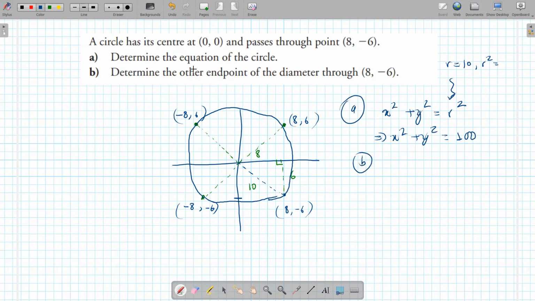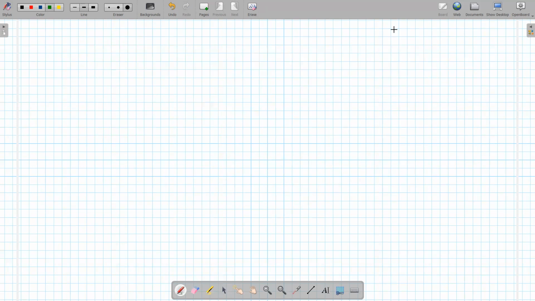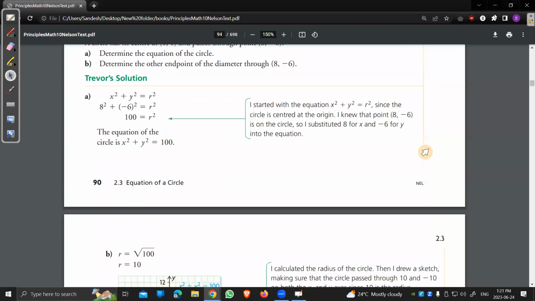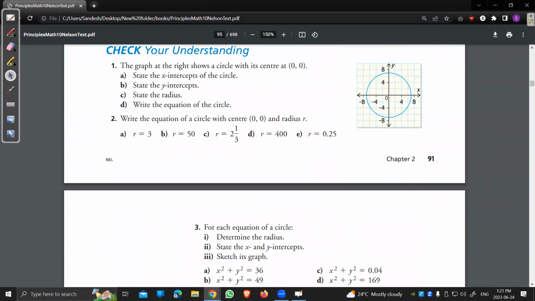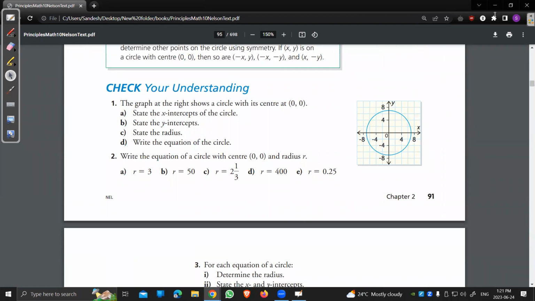B, determine the other endpoint of the diameter through 8, -6. So 8, -6 is here, okay? So it wants this point up here, which we already have. Using the power of symmetry, that's just going to be -8, 6. And you are done with this question. Pretty easy. How hard can this get though? Let me just see how hard can this get.